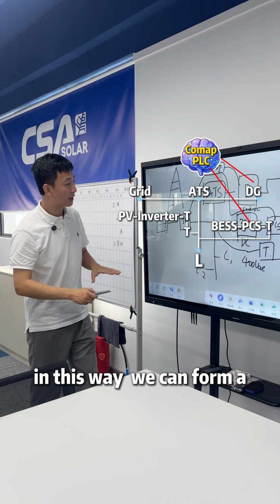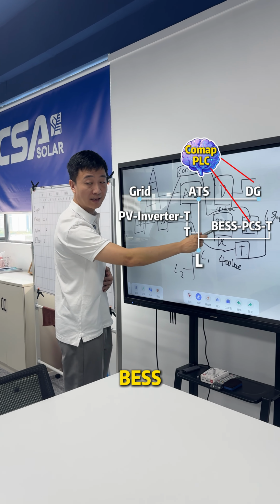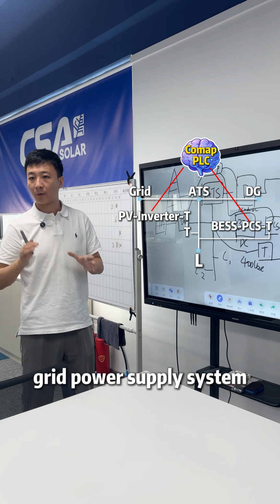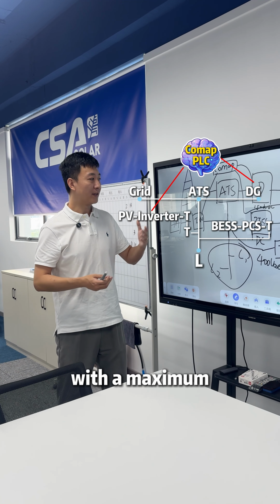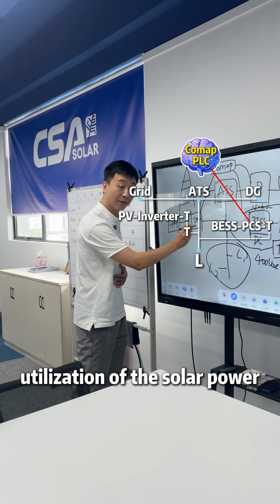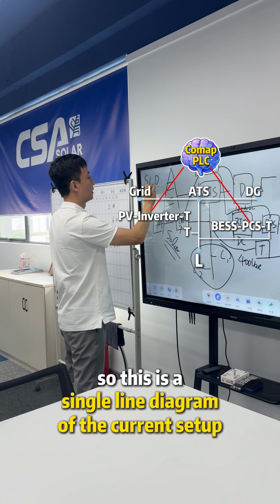In this way, we can form a diesel generator, grid, solar panel, BESS together to form the power supply system. And here for the load, it will get a continuous 24 hours, 7 days supply with a maximum utilization of the solar power. So this is a single line diagram of the current setup.